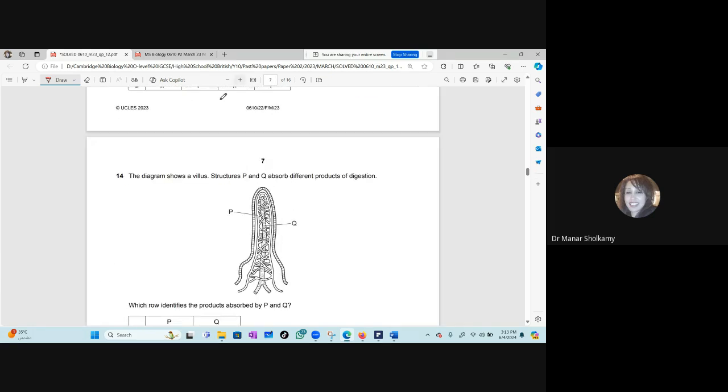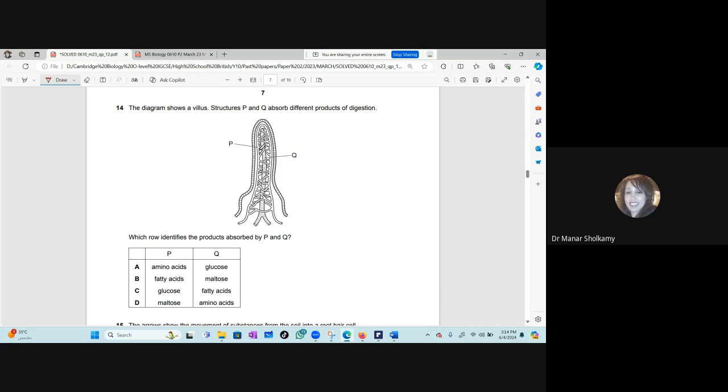Okay, easy. The diagram shows the villus structures. P and Q absorb different products of digestion. Which row identifies the products absorbed by P and Q? P is this vessel here, and Q is the central vessel here. So what does P absorb and what does Q absorb? P absorbs the glucose and Q absorbs fatty acids. Excellent, well done. Q are the lacteals.